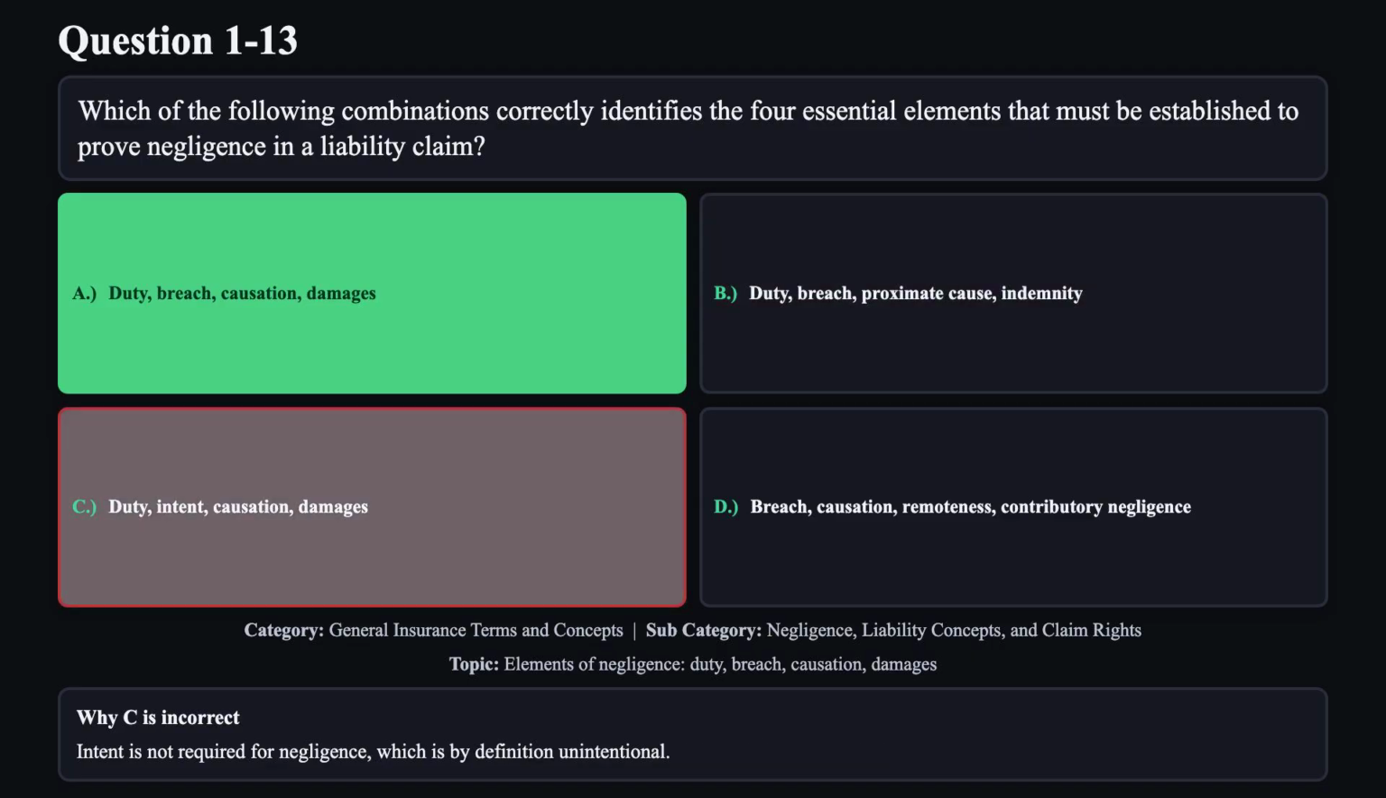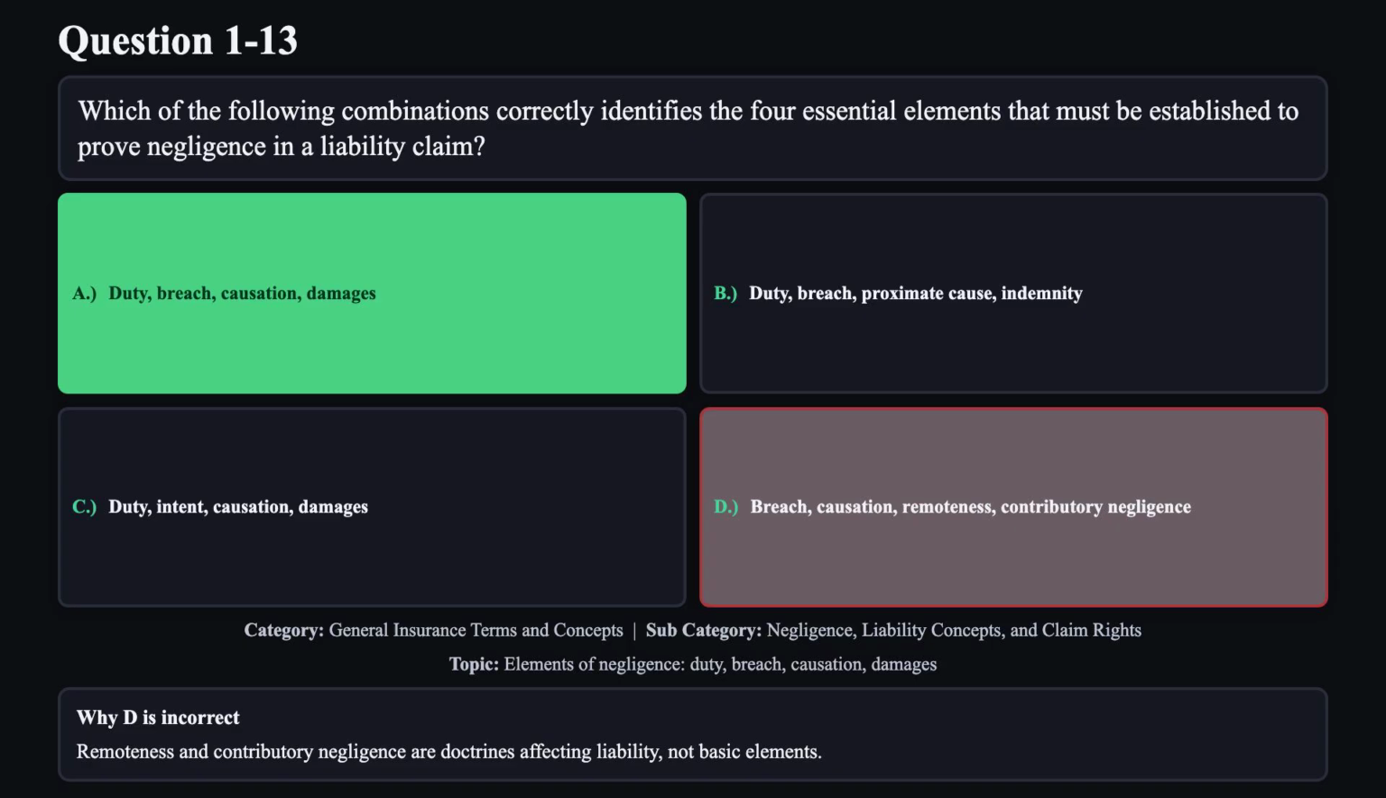Reason C is not correct. Intent is not required for negligence, which is by definition unintentional. Reason D is not correct. Remoteness and contributory negligence are doctrines affecting liability, not basic elements.